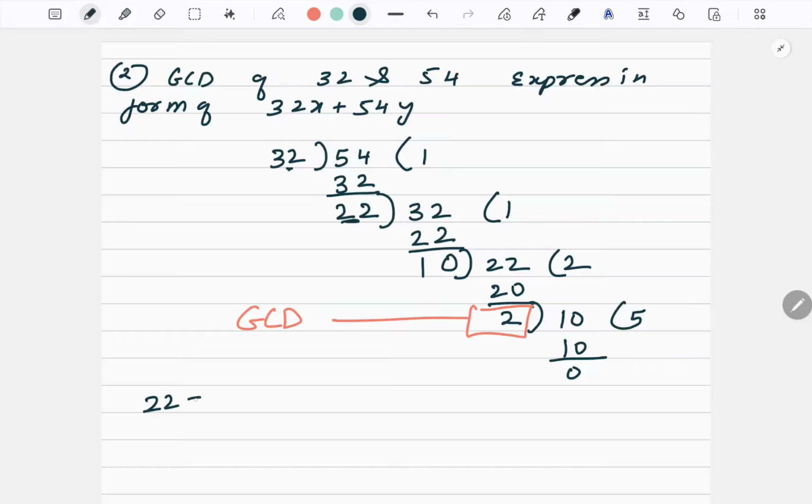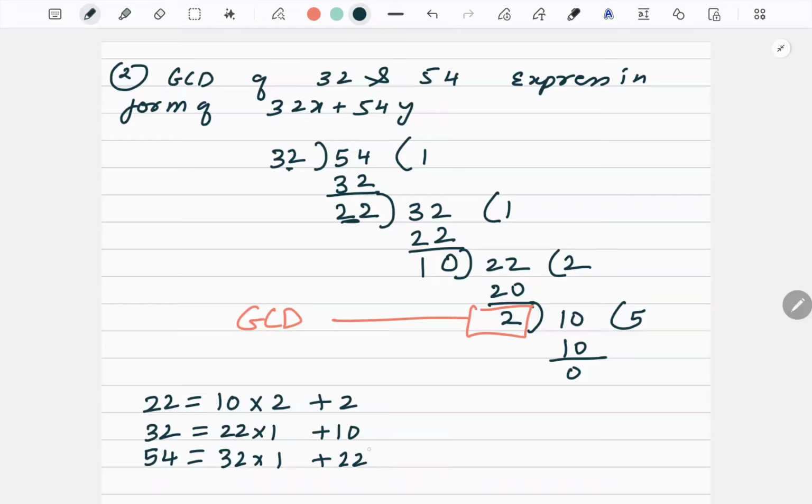So 22 is equal to 10 into 2 plus 2. Dividend, divisor into quotient plus remainder. Then go to 32. So 32 is equal to 22 into 1 plus 10. And then last, 54 is equal to 32 into 1 plus 22. Then as I said, write it as remainder is equal to. So 2 is equal to 22 minus 10 into 2.